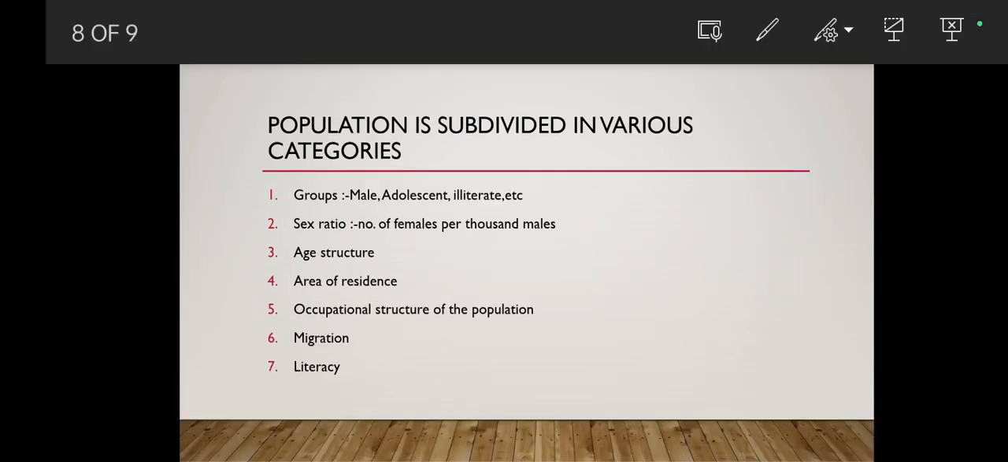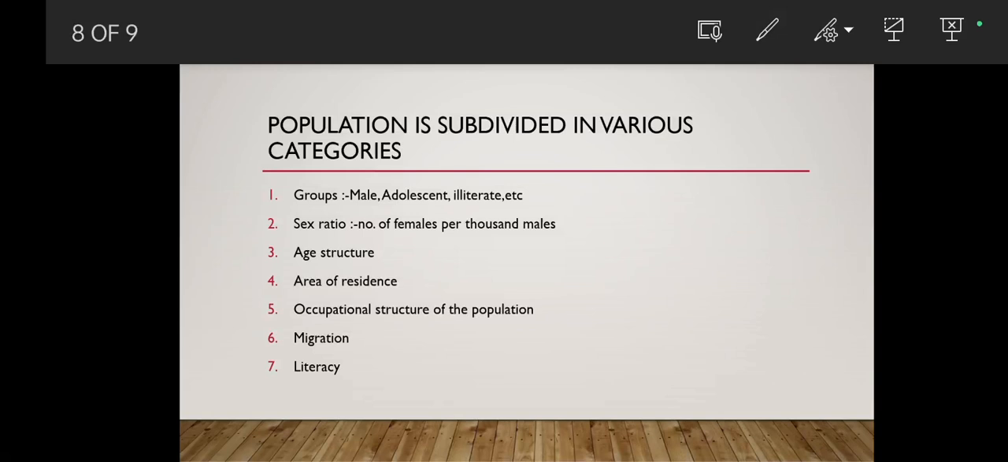Fifth is occupational structure of the population. The population of a region can be classified into working and non-working groups. These people who are not in jobs or professions despite being in the productive age groups come under the non-working group. This non-working group is dependent on the working group. If the proportion of working population is higher in a region, then the population is termed as industrious. Such a region has rapid development.